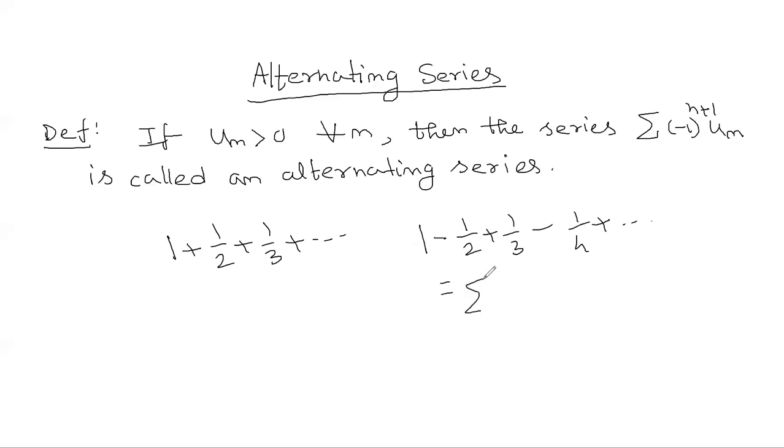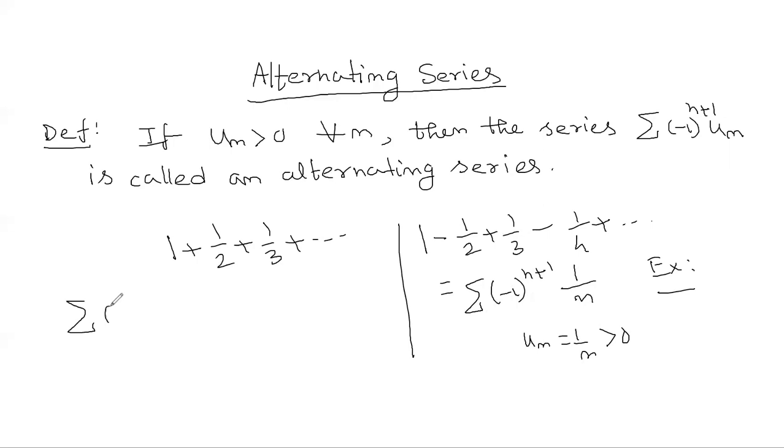So I can write this as (-1)^(n+1) by n. This is a very good example of alternating series. Here you can see it is (-1)^(n+1) un, where un is greater than 0. So here un is 1/n, which is greater than 0, and I can write this as (-1)^(n+1)/n. So this is an example of alternating series.